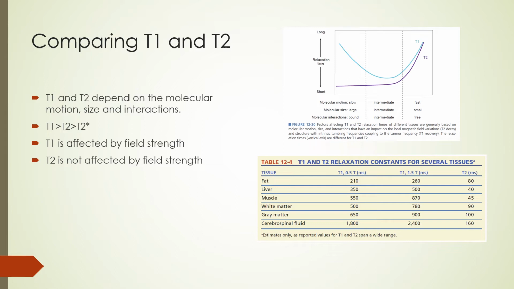The table shows a comparison of T1 and T2 values for various tissues. T1 values are longer for higher field strength magnets, while T2 values are unaffected. T1 values are also longer than T2 values for different tissues. T1, T2, and T2 star decay constants, as well as proton density, are fundamental properties of tissues and can be exploited by machine-dependent acquisition techniques in MR.